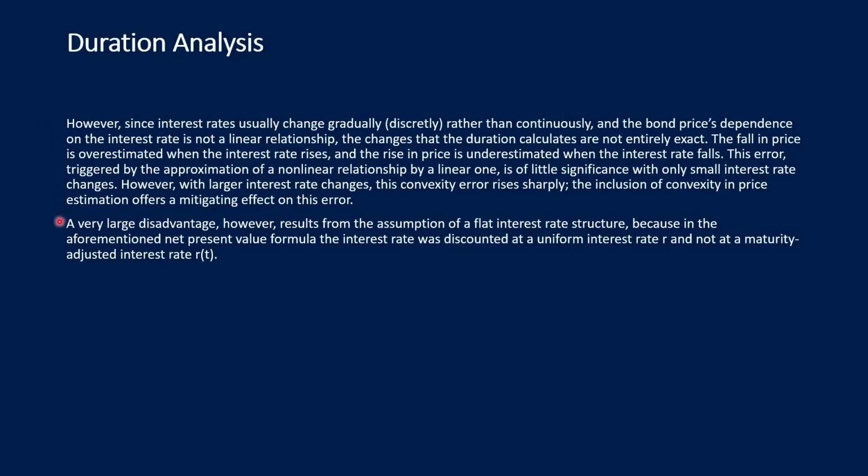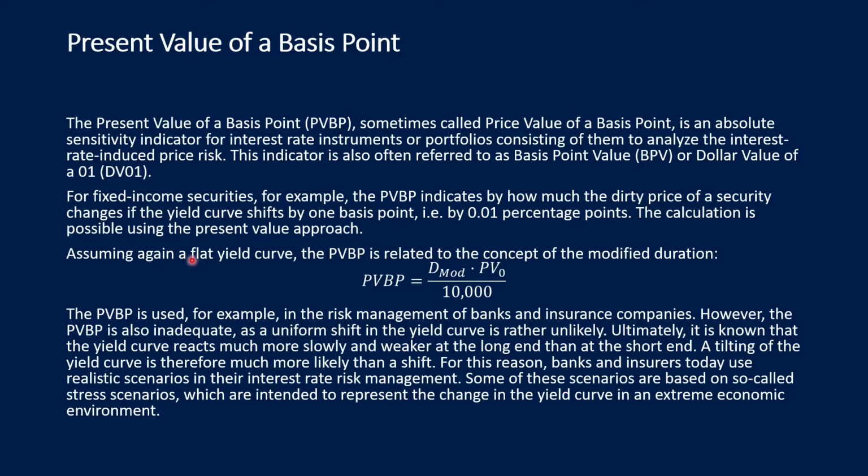A very large disadvantage, however, results from the assumption of a flat interest rate structure. Because in the aforementioned net present value formula, the interest rate was discounted at a uniform interest rate R and not at a maturity adjusted interest rate RT. To take this into account, we come to the present value of a basis point.